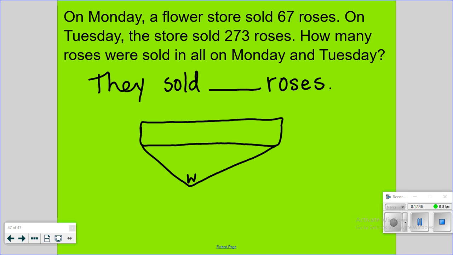Harper, remind me, what am I counting? Roses. Jacob, did this problem tell me the total number of roses? No, it did not. That would be funny because that would be my answer sentence. So we're going to put a question mark down there. But it did tell me some parts, right? What's one thing that it told us?